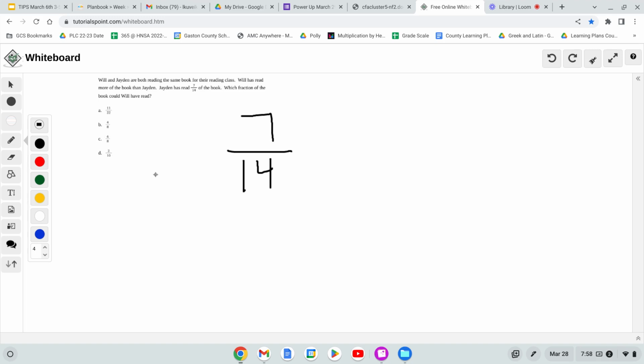Let's go look at D, 2/10. Well, you look at the denominator 10. We know that half of 10 is 5. So in order for it to have been half the book, they would have had to have read 5/10. This person only read 2/10. So that's less than 5. So it can't be D. So in order for Will to have read more than Jaden, he would have had to have read the answer C, which is 6/8, which is more than half the book.